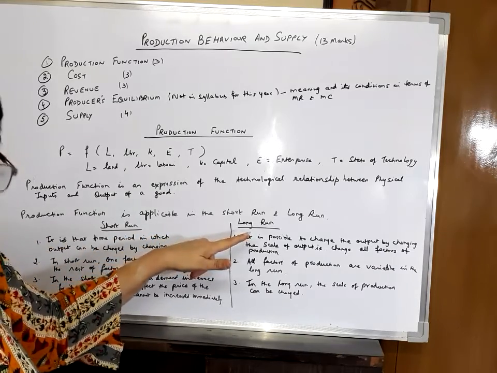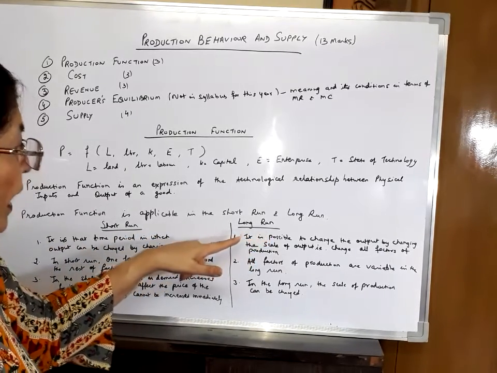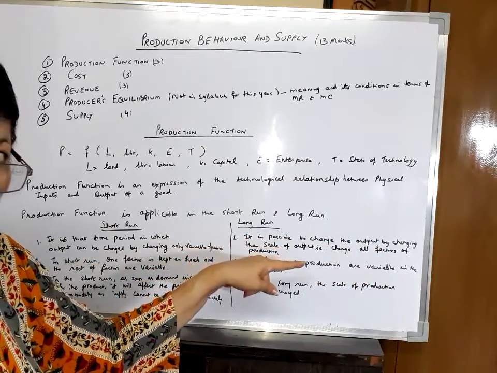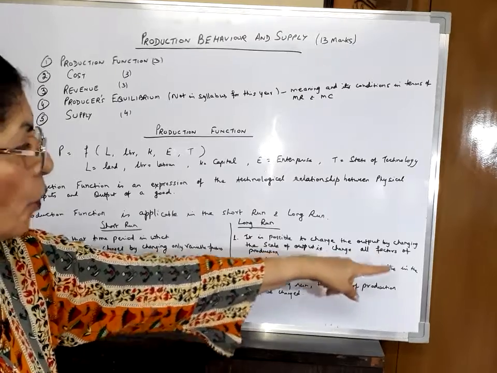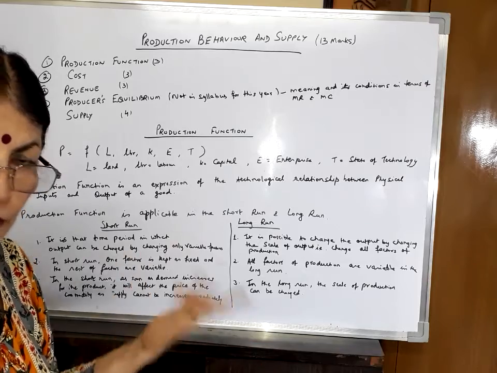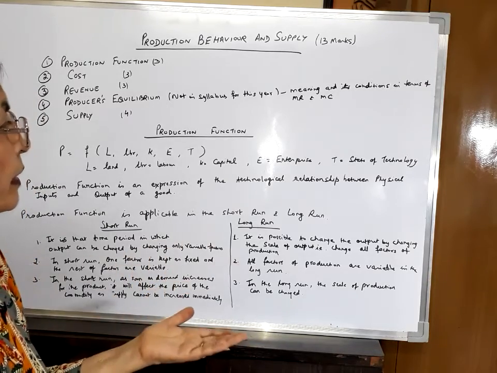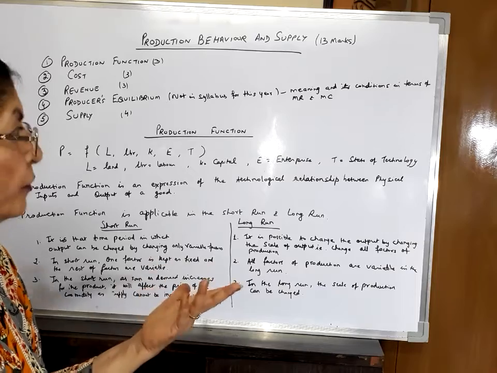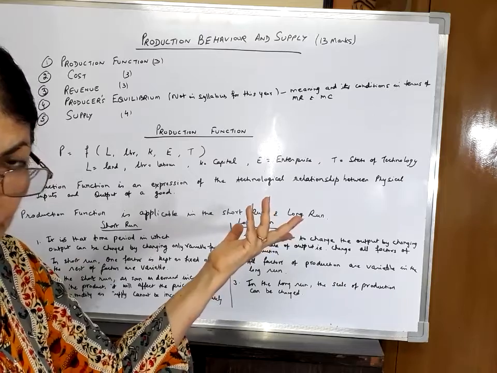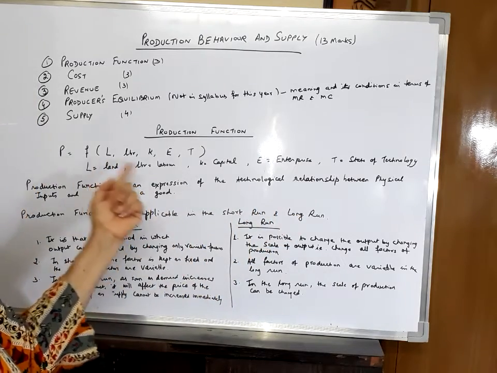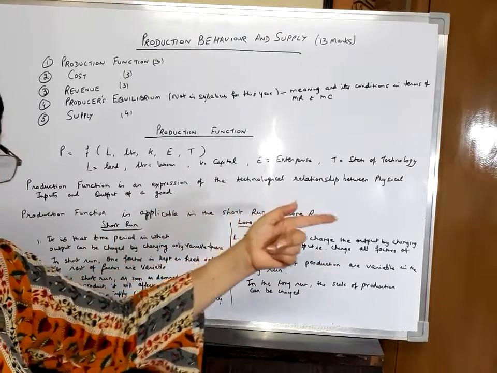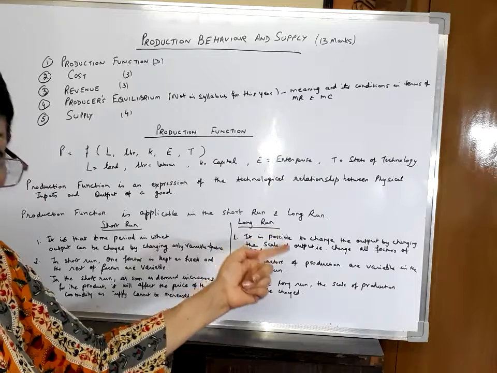Contrary to this, in the long period, we find that it is possible to change the output by changing the scale of output. That is, change all factors of production. In the long run, you can hire more labor, you can hire more land, you can get more or a better technology, you can have more or better people involved in the management or enterprise. So all factors of production are changeable or variable. Land, labor, capital, enterprise and technology become variable.